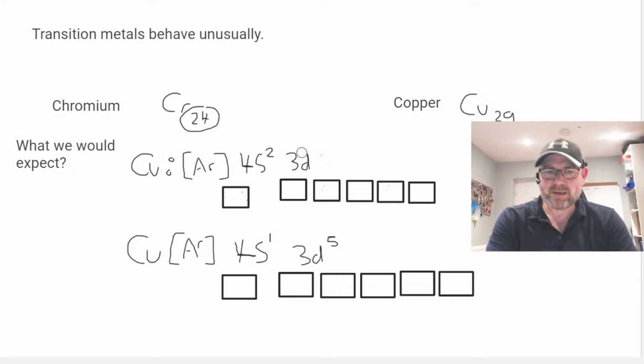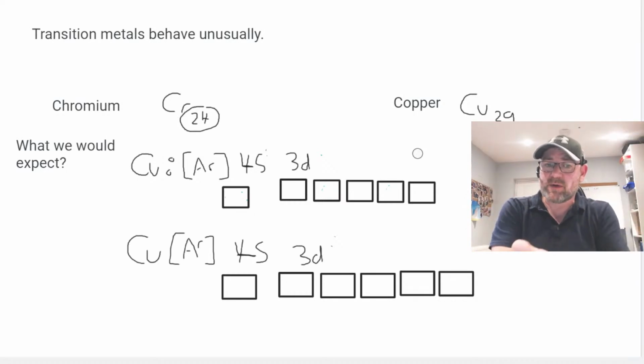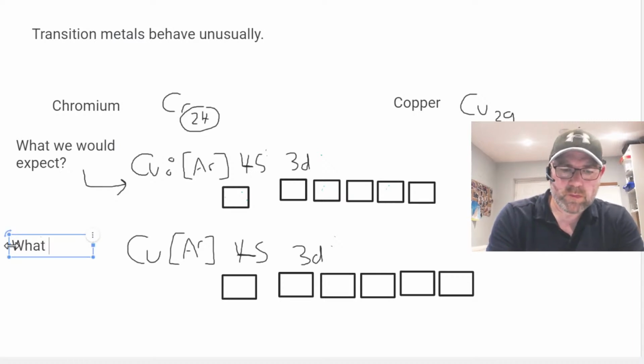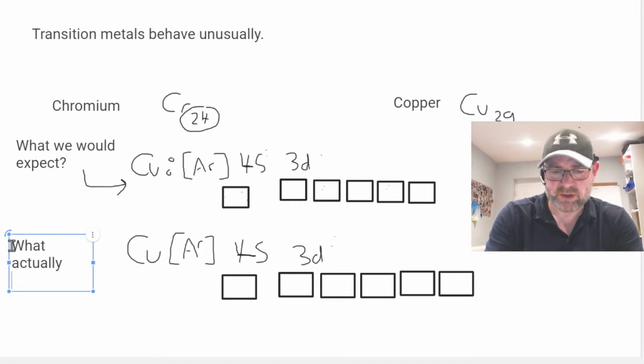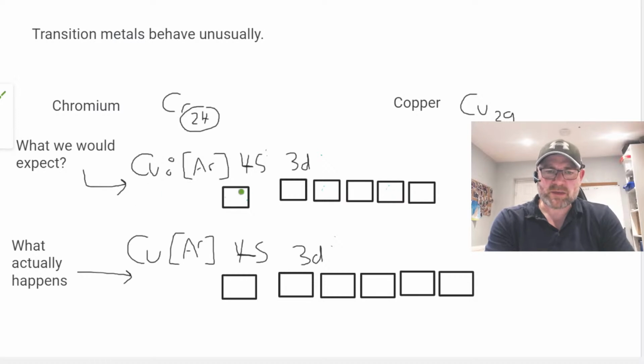Okay, let's do this. Right, so we're looking at copper now, and copper has got 29 electrons, so its outer electrons are going to be in the 4s and the 3d. So we've got the same thing here. The first 18 are used up over here, and we're left with 11 electrons. So let's go through what we'd expect and then what actually happens. What I'm expecting is these 11 electrons to go like this.